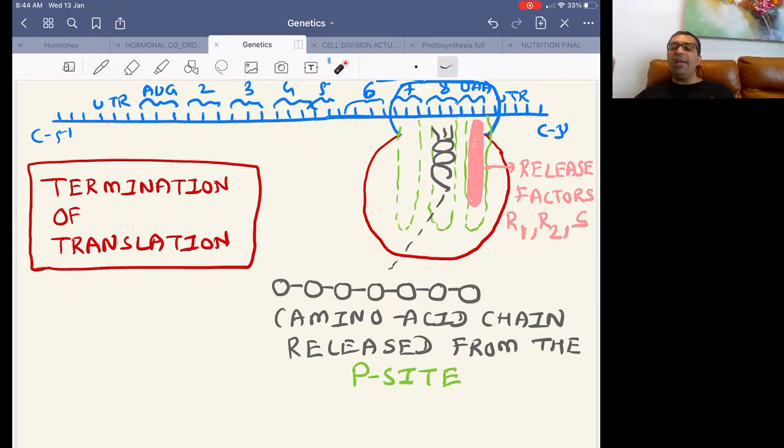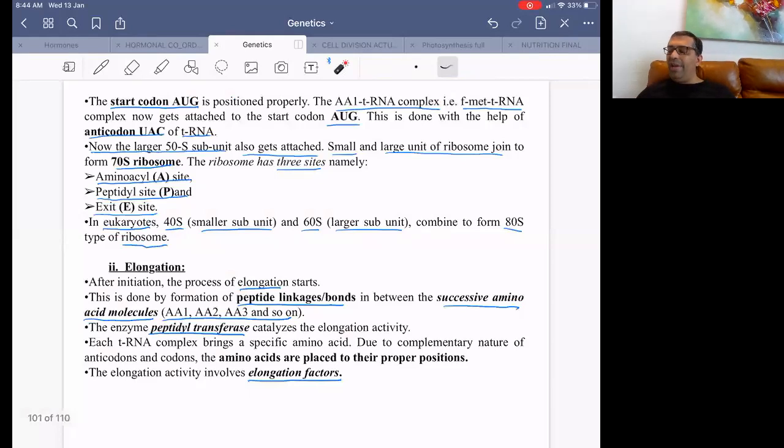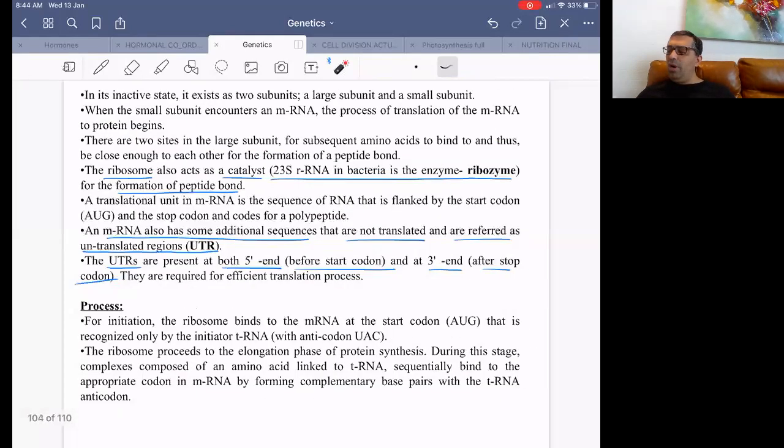So which RNA has the shortest lifespan? mRNA has the shortest lifespan. It gets immediately destroyed after a translation process has taken place. So mRNA has the shortest lifespan. So, sir, we have understood this beautiful process of translation.